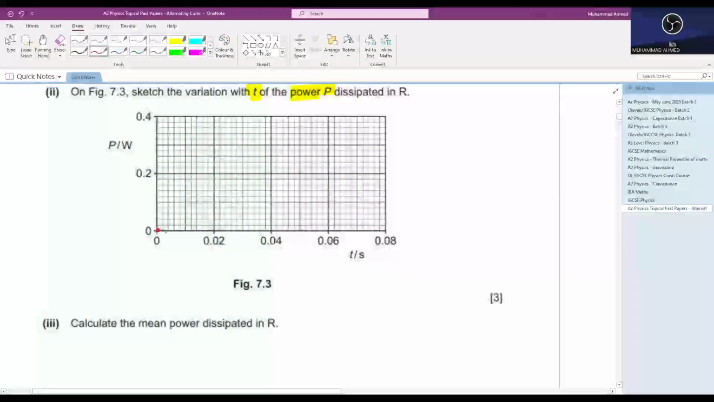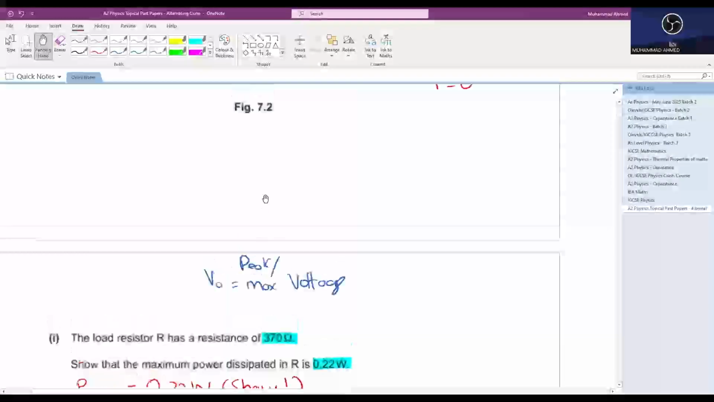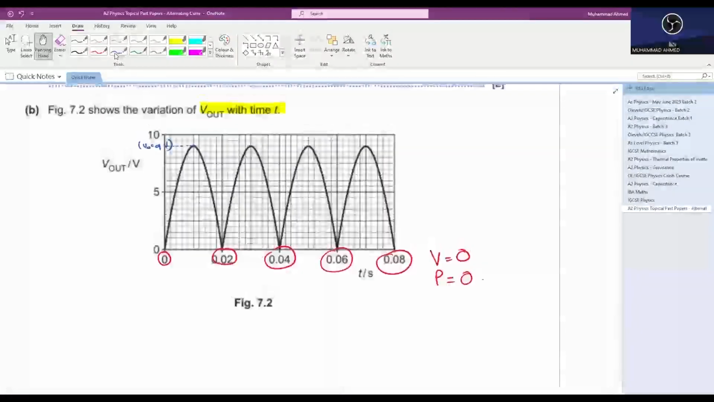At point 0, you will have a power of 0. At a time of 0.02, your power will be 0. At a time of 0.04, your power will be 0. At a time of 0.06, your power will be 0. And at a time of 0.08, your power will be 0. And now, do one more thing. Can you see these middle points?